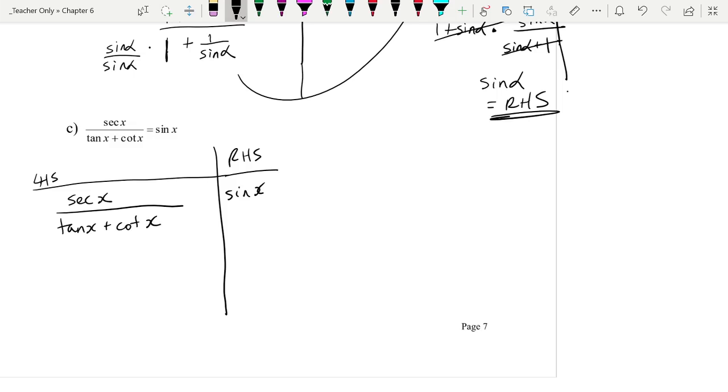Okay, well, what am I going to do to it first? Again, helpful hint number one was, let's make everything sine and cosine. So let's do that. So secant is 1 over cosine. Tangent is sine over cosine. Cotangent is cosine over sine.